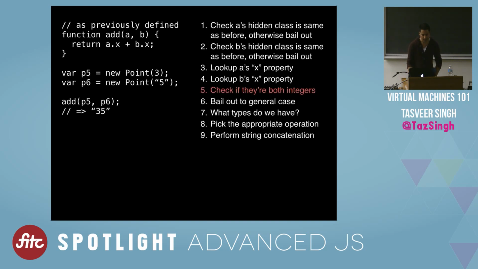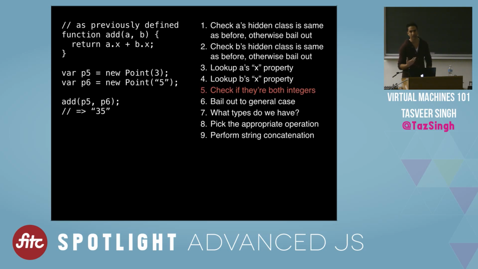Now, what happens if we do this? What happens if we pass in a string of 5, right? So it's going to do the same thing. It's going to go through the same inline cache, check if A's hidden class is the same, B's hidden class is the same, look up the X properties, check if they're both integers. They're not. So this means that it's going to bail, right? As I said, it's optimistic in these assumptions. It's going to optimistically think that they're integers. If any of those assumptions fail, it's going to bail. So it's going to bail out to a more general case.